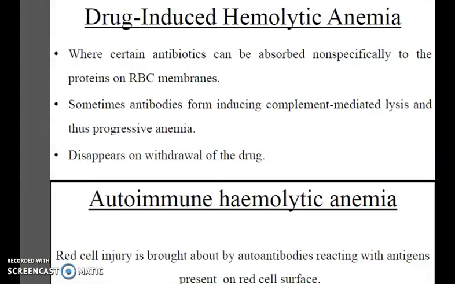Examples of this type of reaction include drug-induced hemolytic anemia and autoimmune hemolytic anemia. In drug-induced hemolytic anemia, certain antibodies can be absorbed non-specifically to the proteins on RBC membranes. Sometimes antibodies form, inducing complement-mediated lysis and thus progressive anemia. It disappears on withdrawal of that particular drug. In autoimmune hemolytic anemia, red cell injury is brought about by autoantibodies reacting with antigens present on the red cell surface.